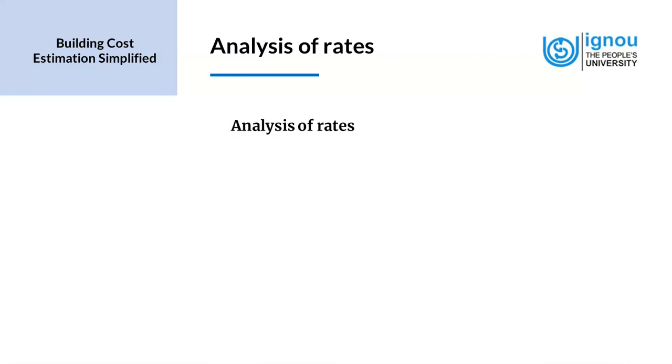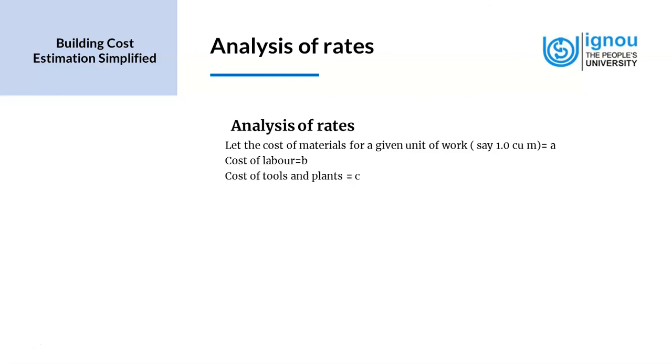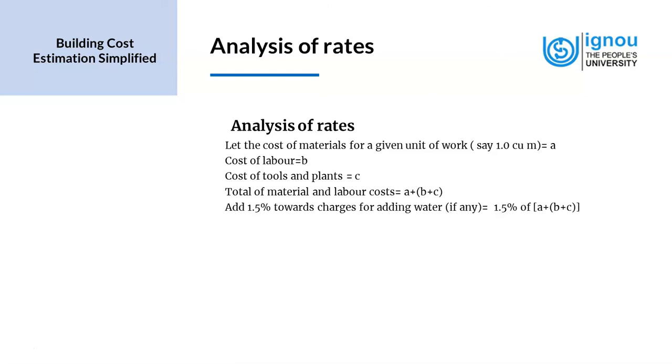Now, analysis of rate in a very simple manner. Let the cost of the materials for a given unit of work, say 1 cubic meter of work, be A, and say the cost of labor is B. The cost of tools and plants, machineries, is C. The total of material and labor costs would be A plus B plus C.